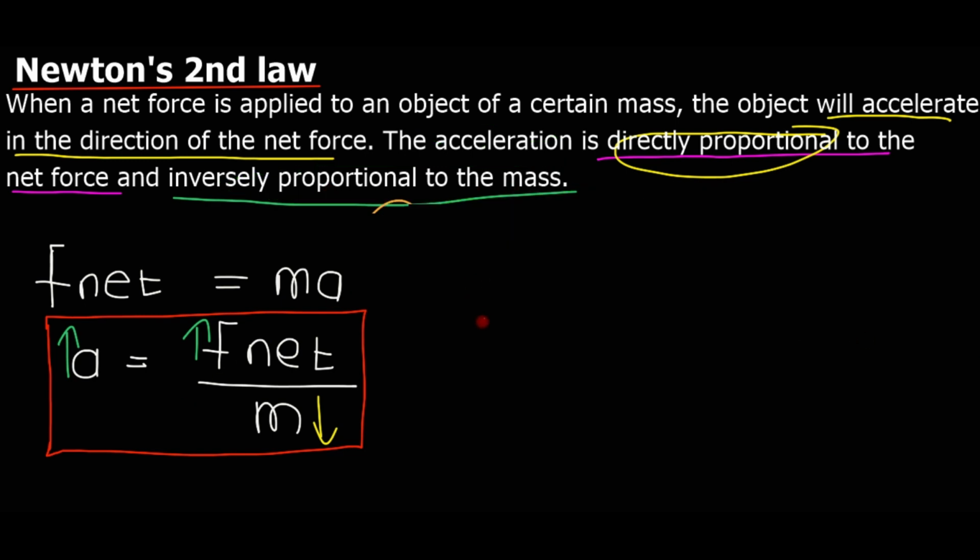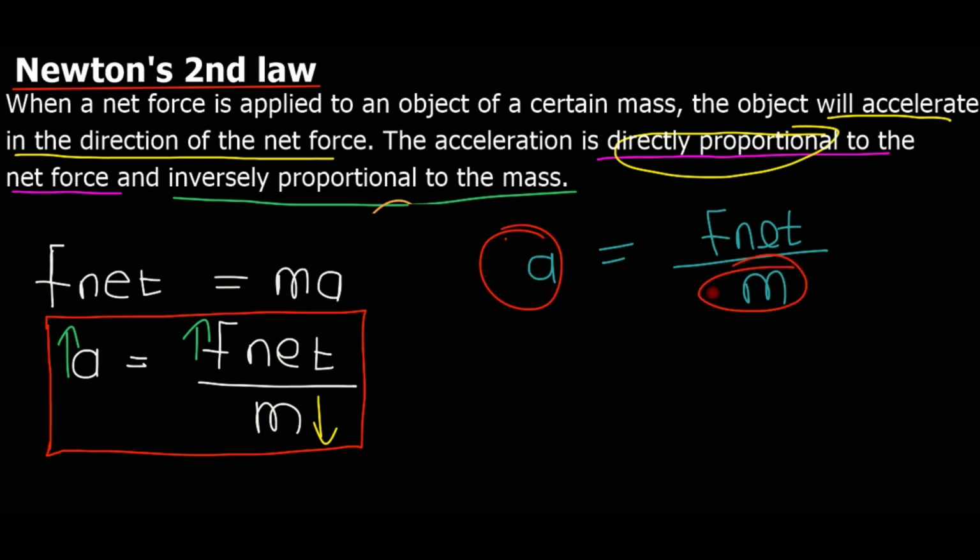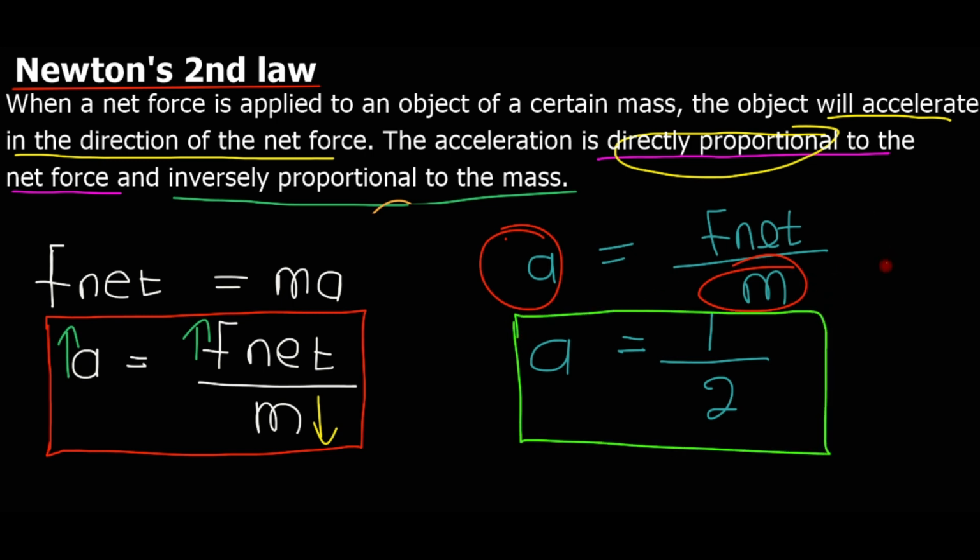In the exam they might ask you by what factor the acceleration increases if we increase F net or mass. Let's say for example a equals F net over mass. So I need to know by what factor this acceleration increases if this mass increases by a factor of 2 and F net remains a constant, which is 1. Then this mass increases by a factor of 2. So it becomes obvious: if we increase this mass by a factor of 2, acceleration decreases by a factor of 1/2, because it is inversely proportional. It really makes sense.